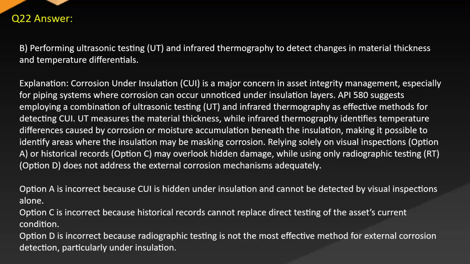Relying solely on visual inspections, option A, or historical records, option C, may overlook hidden damage, while using only radiographic testing, RT, option D, does not address the external corrosion mechanisms adequately. Option A is incorrect because CUI is hidden under insulation and cannot be detected by visual inspections alone. Option C is incorrect because historical records cannot replace direct testing of the asset's current condition. Option D is incorrect because radiographic testing is not the most effective method for external corrosion detection, particularly under insulation.